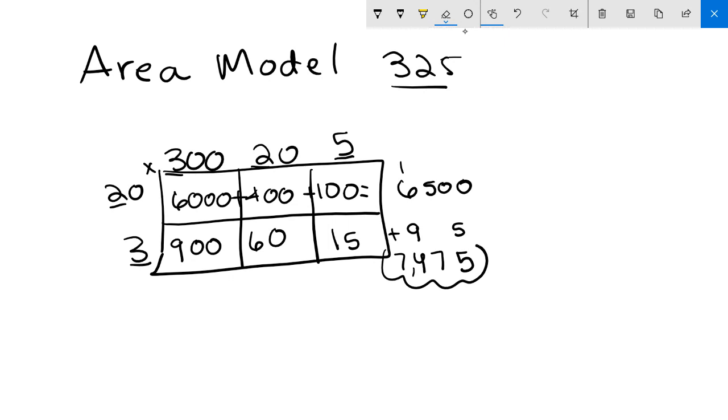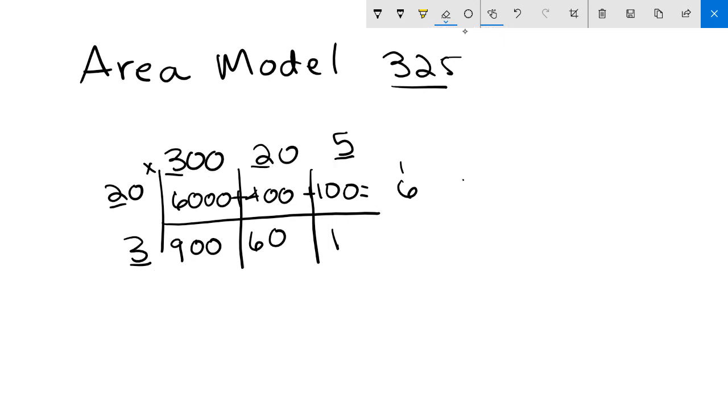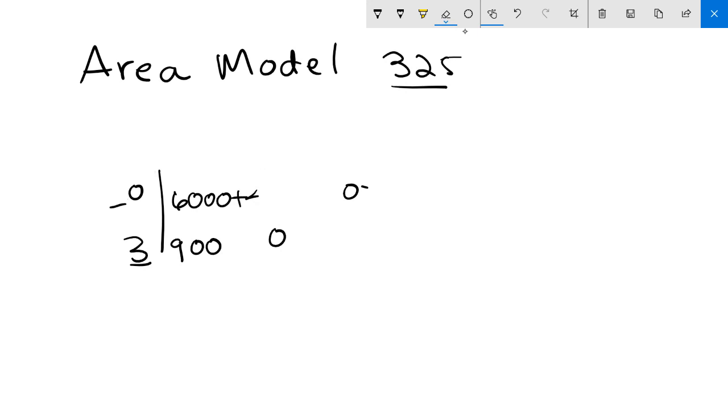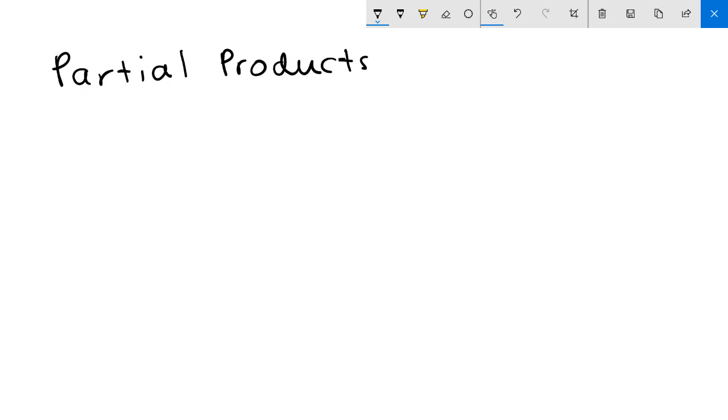Now, the next one we're going to do, okay, give me 1 second. Got to figure out, there's got to be maybe a quicker way to do this. There we go. Okay. The next one we're going to do is partial products. And remember, products means the answer to a division or a multiplication problem.